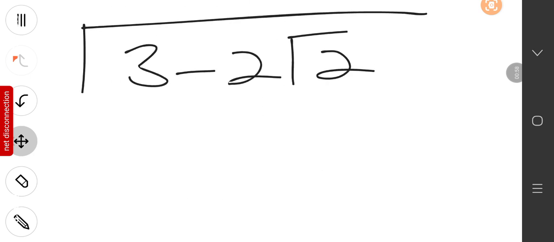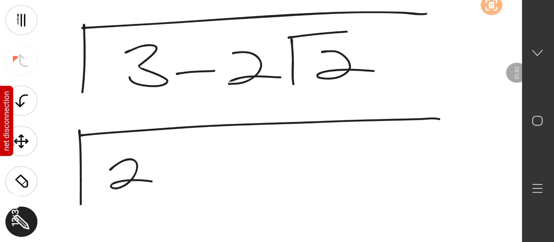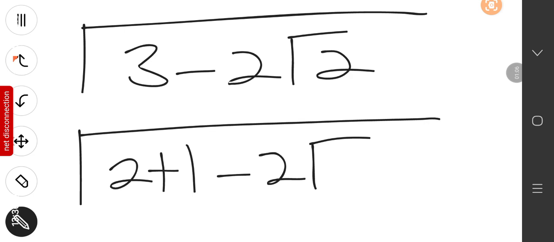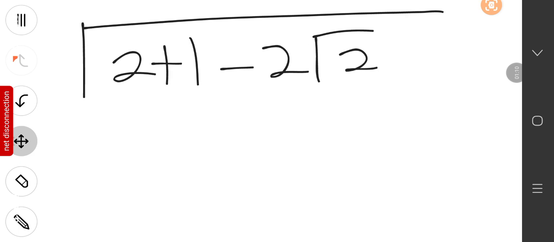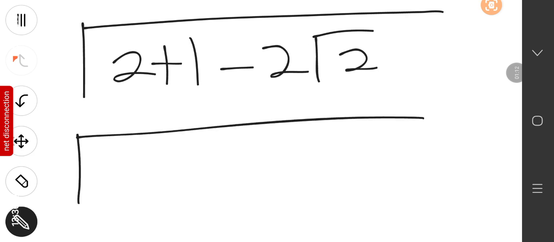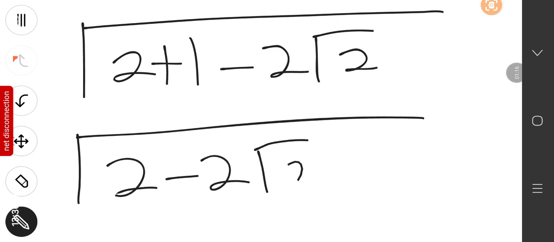All right, so 3 is the same as 2 plus 1. So our equation becomes 2 plus 1 minus 2 root 2. So you're going to have the square root of 2 minus 2 root 2 plus 1.